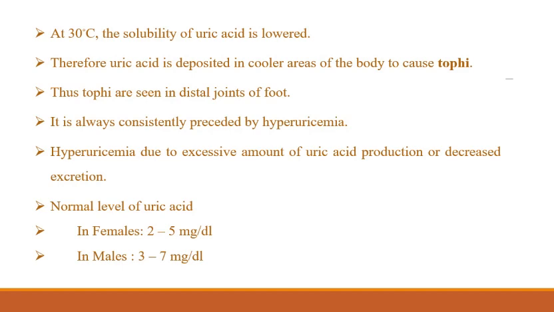Gout is always consistently preceded by hyperuricemia. Hyperuricemia is due to excessive amount of uric acid production or decreased excretion. The normal level of uric acid in females is about 2 to 5 mg per deciliter. In males, it is about 3 to 7 mg per deciliter.